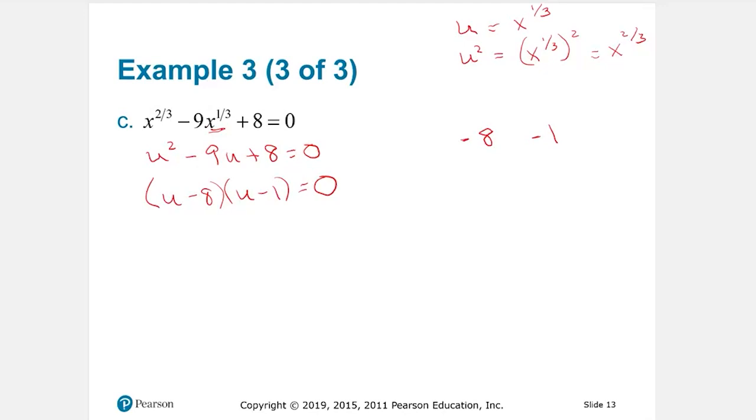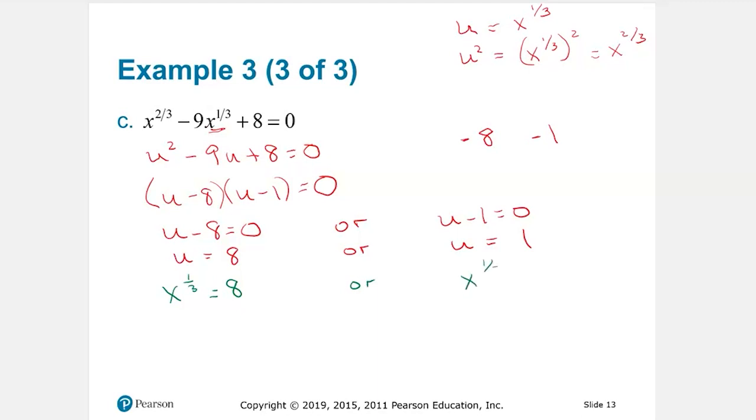So now we know that u minus 8 equals 0, or u minus 1 equals 0. So u equals 8, or u equals 1. And now I'm going to put my x in. So I have x to the 1/3 power equals 8, or x to the 1/3 power equals 1.